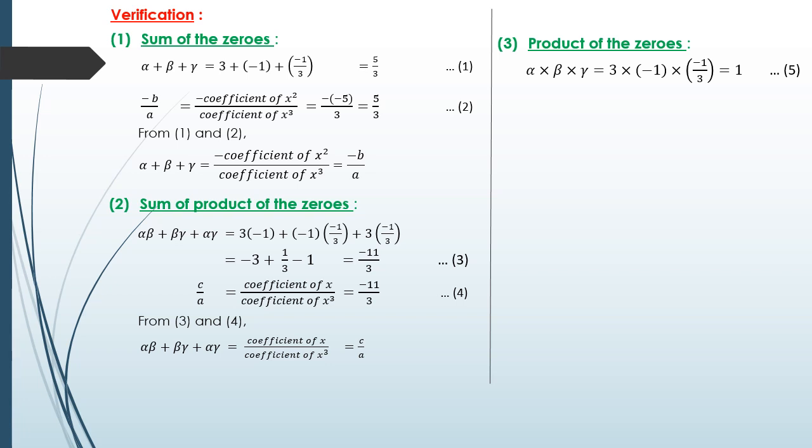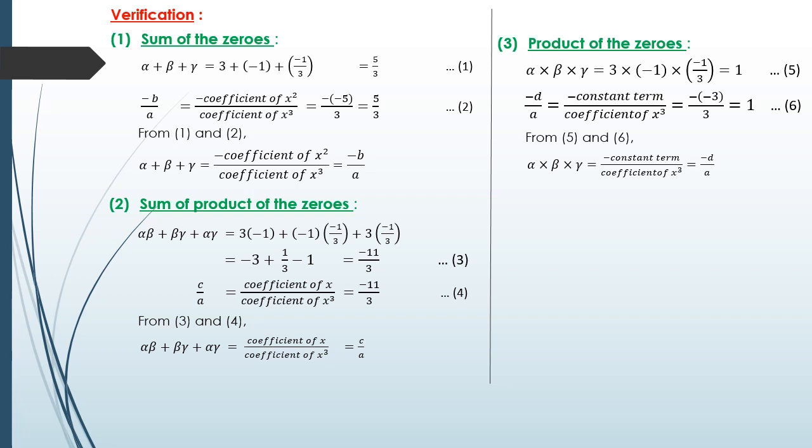And we have to show that it is equal to minus d upon a, which is nothing but minus of the constant term divided by coefficient of x cube, that is minus of minus 3 divided by 3. The constant term there is minus 3, right? You can see the given cubic polynomial. So 3 upon 3 will get it is equal to 1. So from equations 5 and 6, we can say that alpha into beta into gamma is equal to minus d upon a. So this is the way in which we can verify that the given numbers are the zeros of the given cubic polynomial, and also we can verify the relationship between zeros and coefficients of a cubic polynomial. So this is a very easy part to do.